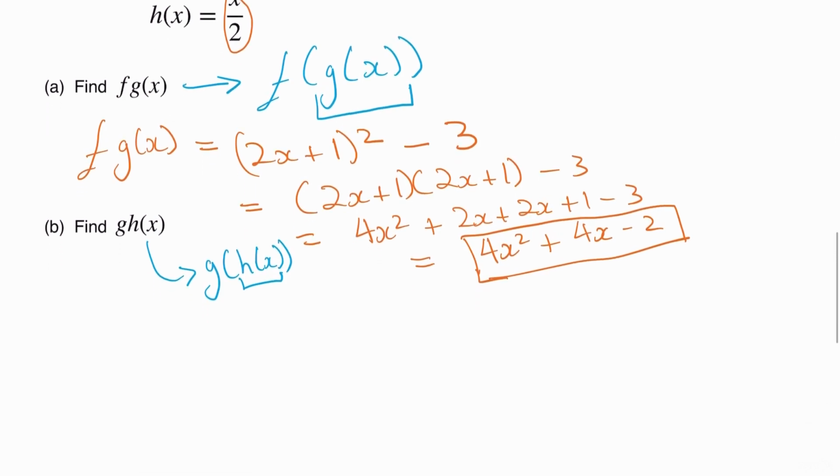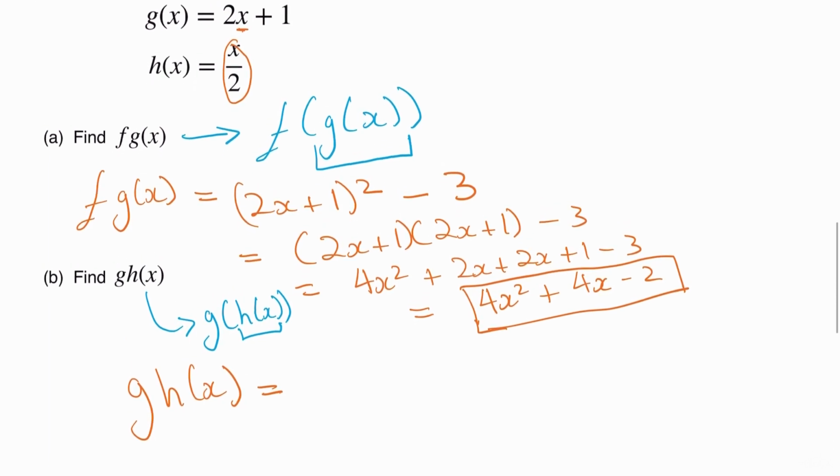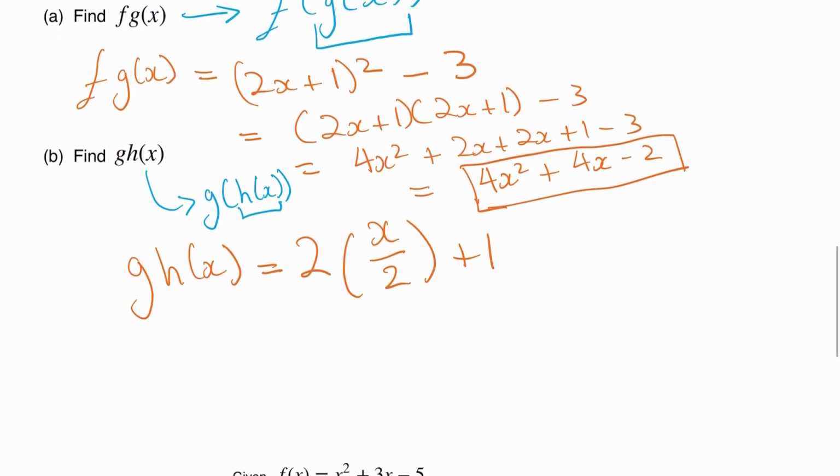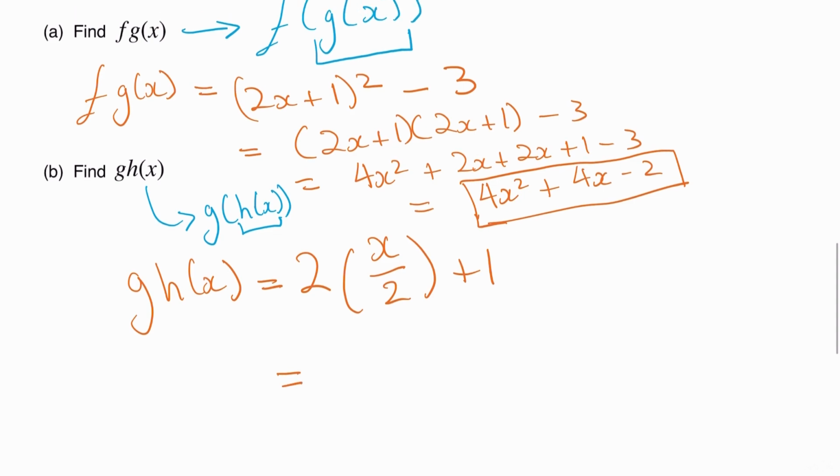Perfect. So what we're going to write is g(h(x)) equals 2, and then substitute all of the h in, plus 1. And then if we simplify this, the 2 times 2 cancel each other, so 2 divided by 2, sorry. And that gives x plus 1. And that's the final answer.